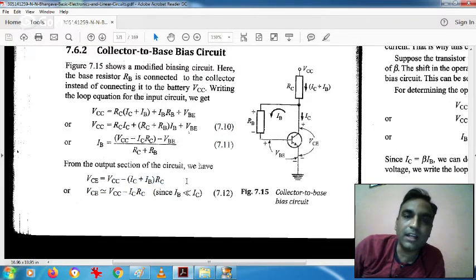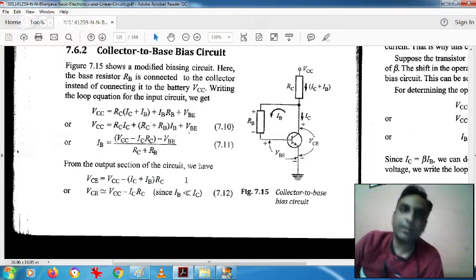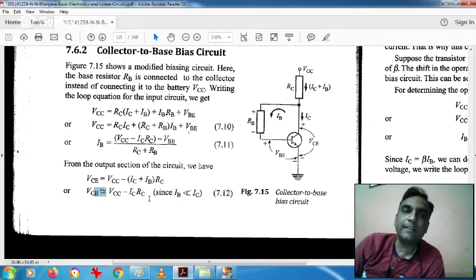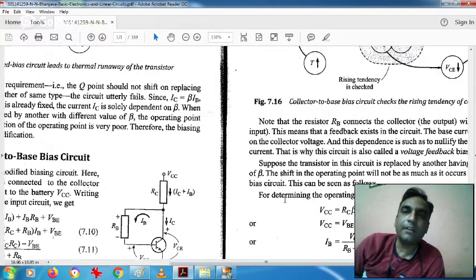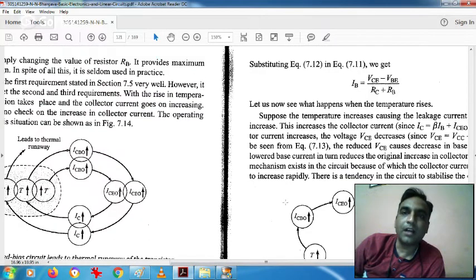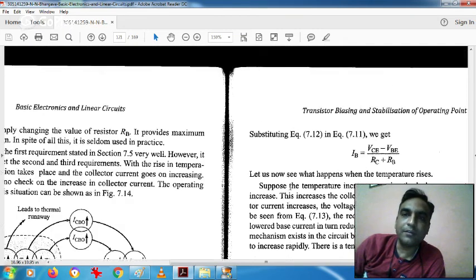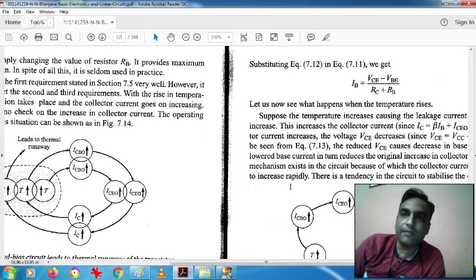Now if we neglect IB compared to IC, because the IB value will be very, very small compared to IC, we will write VCE is equal to VCC minus ICRC. So now if we know IB, then we can calculate IC, and then we can calculate VCE from the output side equation.